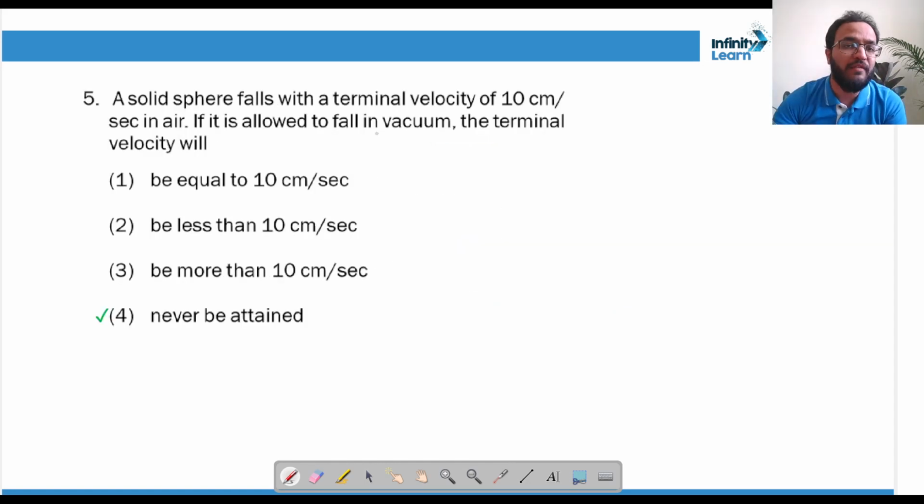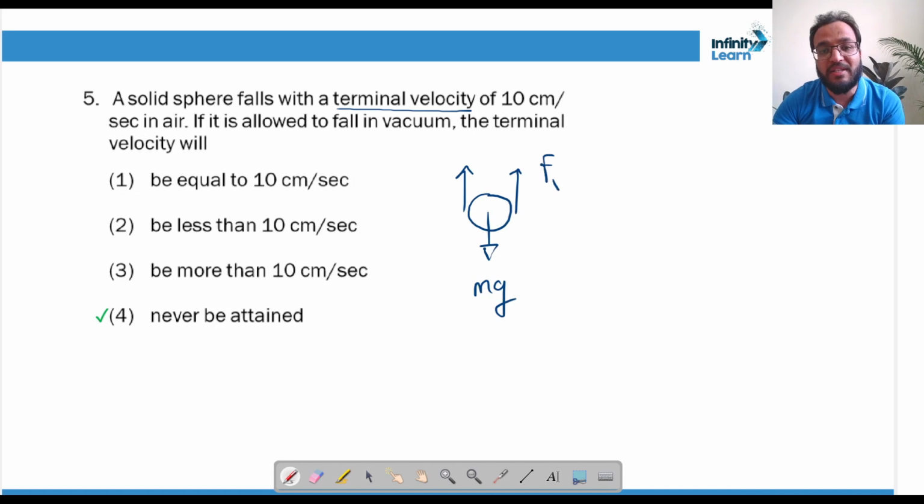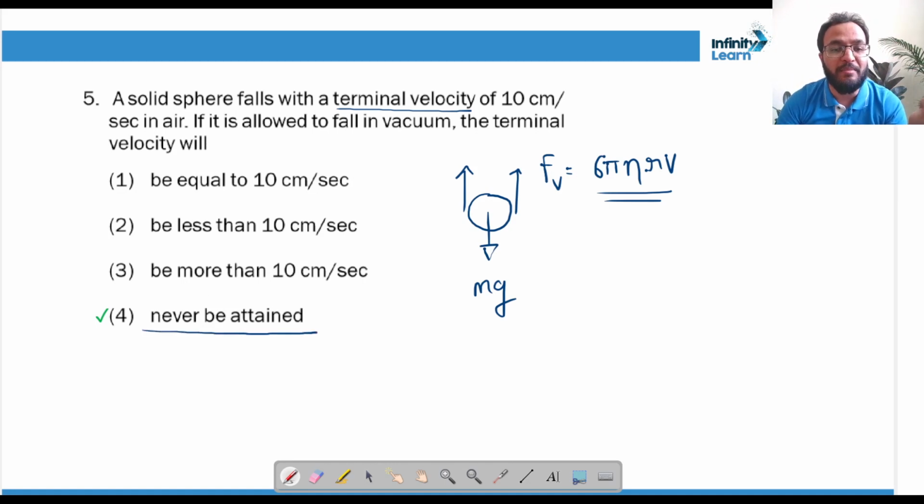Now, a solid sphere falls with a terminal velocity of 10 cm per second in air. If it is allowed to fall in vacuum... oh my God. See, the terminal velocity concept comes only when there is a viscous drag on the ball. So the ball is coming down with mg and there is a viscous force acting on it, which is 6 pi eta rv. It comes into action only if there is a medium. If it is allowed to fall in vacuum, why would there be any viscous force? And if there is no viscous force, there will be no concept of terminal velocity. So the answer is that it will never be attained.